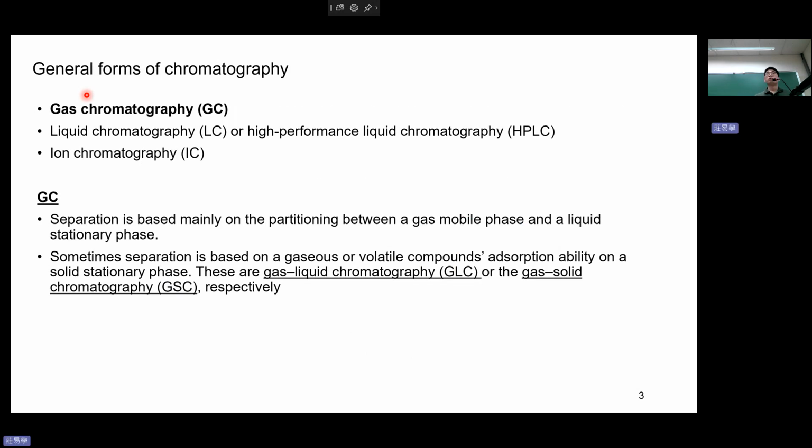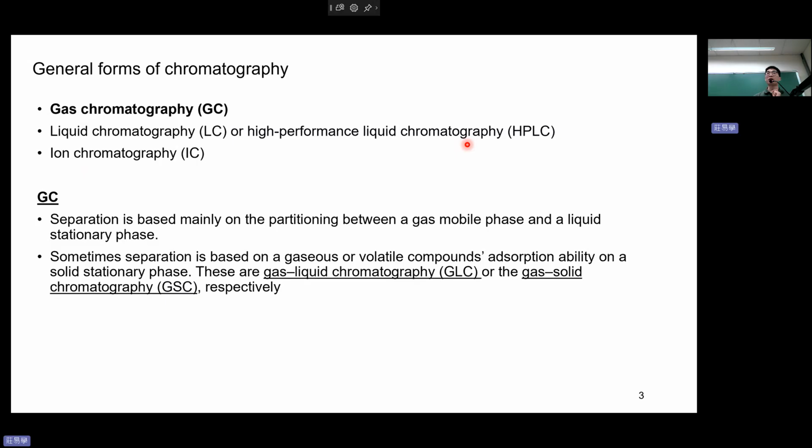All right. So in these chapters, I'll be introducing three commonly used chromatographies, including gas chromatography, liquid chromatography, and ion chromatography. For liquid chromatography, usually we use high-performance liquid chromatography instead of conventional liquid chromatography. The main difference between conventional liquid chromatography and high-performance liquid chromatography is that HPLC has been specially designed to tolerate high pressure.